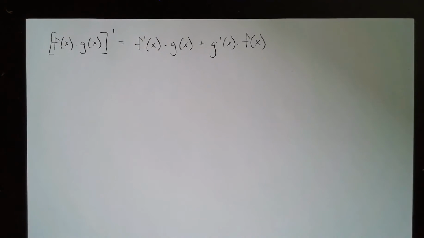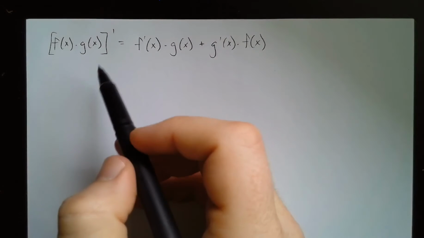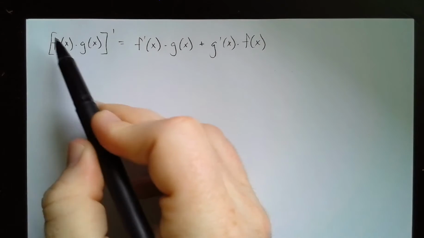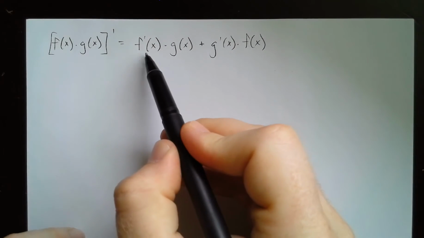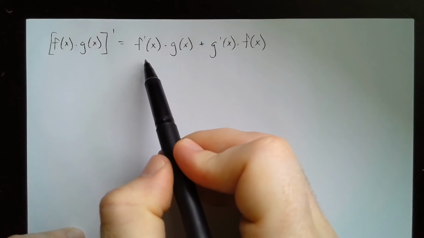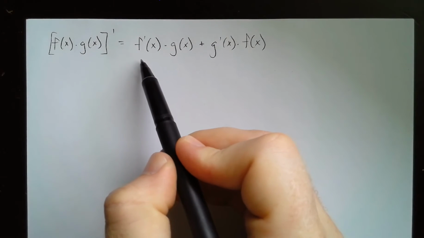In this video, we'll be looking at the proof of the product rule for derivatives. Now, this is the product rule right here, f of x times g of x. The derivative of these two functions multiplied together is equal to the derivative of the first times the second plus the derivative of the second times the first. That's the nice little pattern in which you can help remember this.